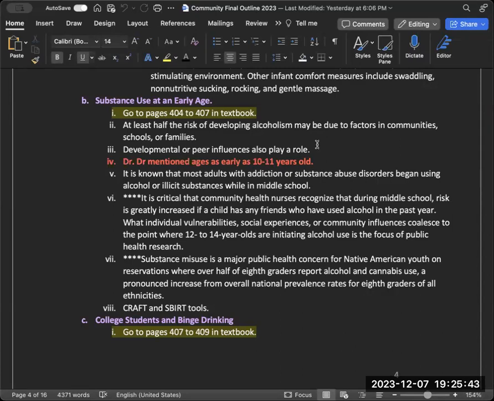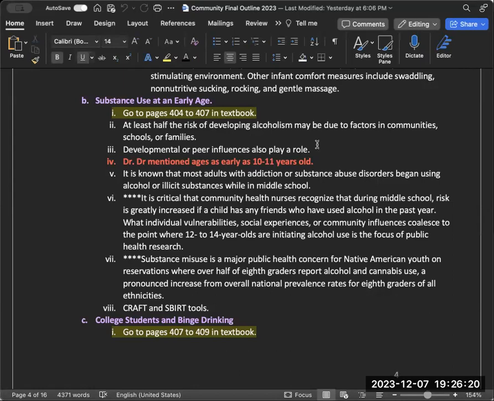And things that I saw was that they said that nurses should be able to recognize that during middle school they're at greatest risk, especially if any child has friends or family members who've used alcohol in the past year. So we need to assess our younger population. And substance misuse is a major public health concern for Native American youth, more than most eighth graders in most populations. Native American children experience alcoholism and cannabis use more than a typical eighth grader or middle schooler would.